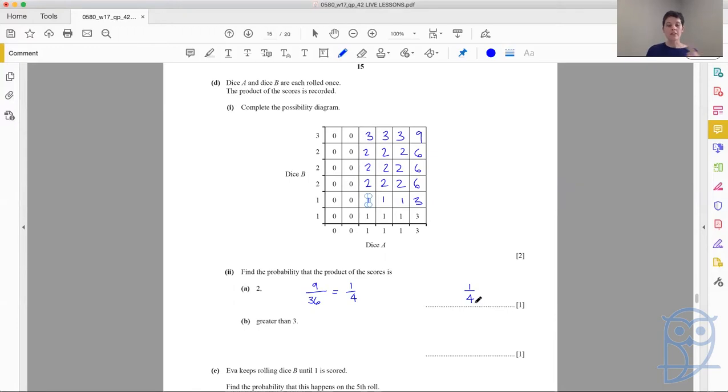The next one asks us, find the probability that the product of the scores is greater than 3. So 0 doesn't count, 1 doesn't count, 2 doesn't count, 3 doesn't count either, because we want to be greater than that 3. So we're looking at 6, 6, 6, and 9. So there's only 4 in this case out of 36. This also simplifies. This is 1 out of 9. So our final answer is 1 out of 9. So that possibility diagram is so helpful, and it's so important when understanding the question, understanding the possible outcomes, and then doing our probability calculations.